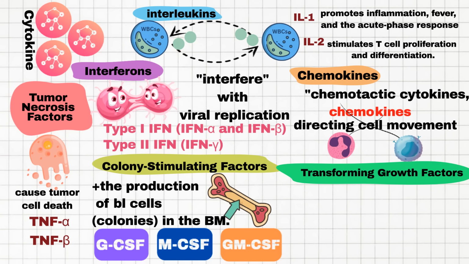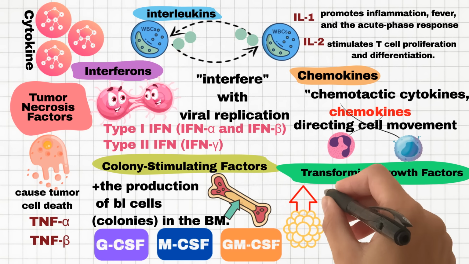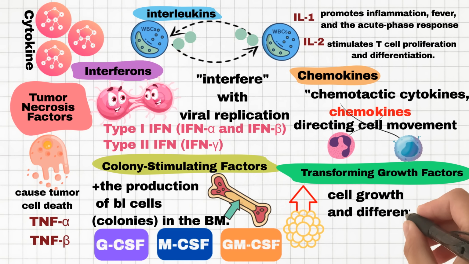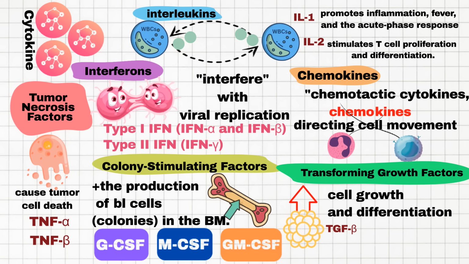Finally, transforming growth factors are involved in cell growth and differentiation, hence the name transforming. Transforming growth factor beta regulates immune responses, promotes tissue repair, and suppresses inflammation. Understanding the names and functions of these cytokines helps to grasp their crucial roles in orchestrating the immune response, ensuring our body's defense mechanisms are both targeted and effective.